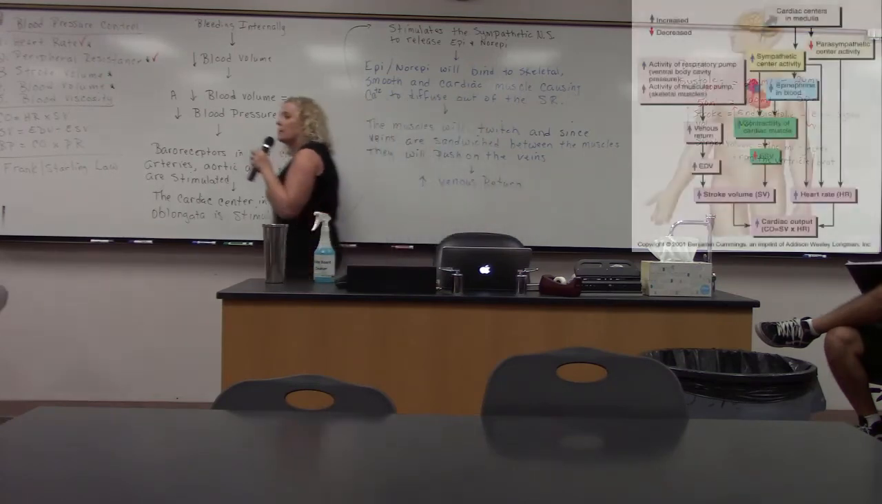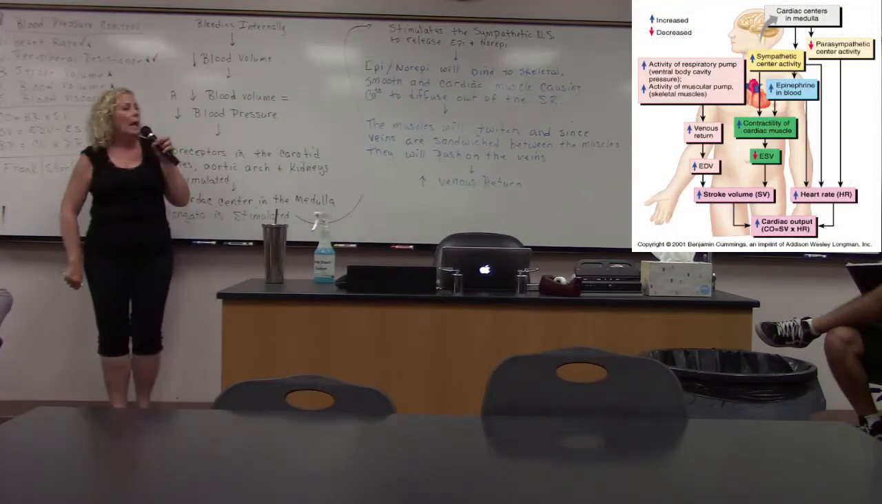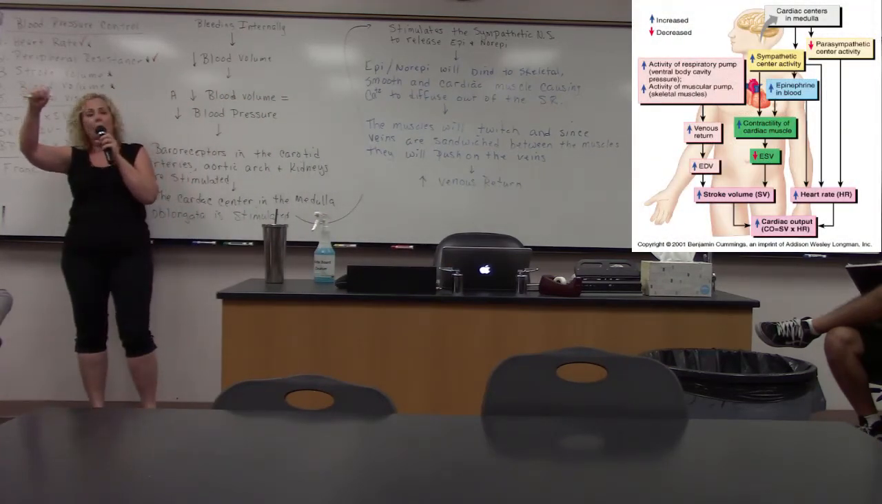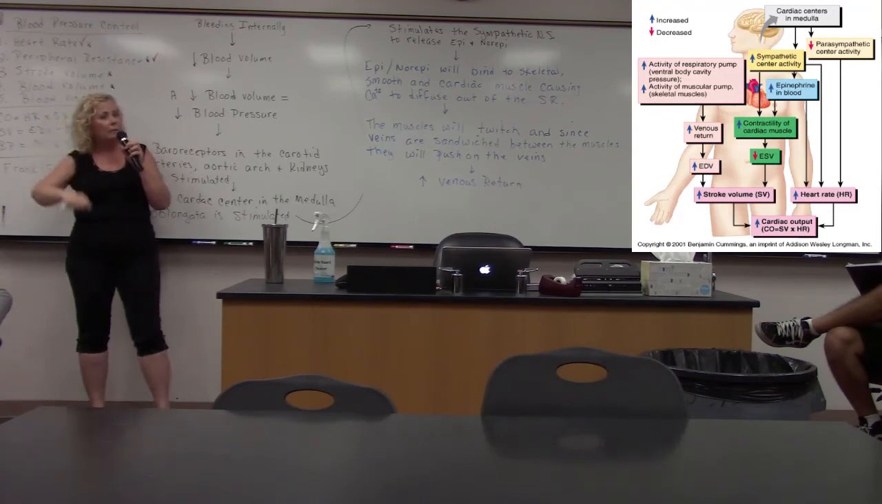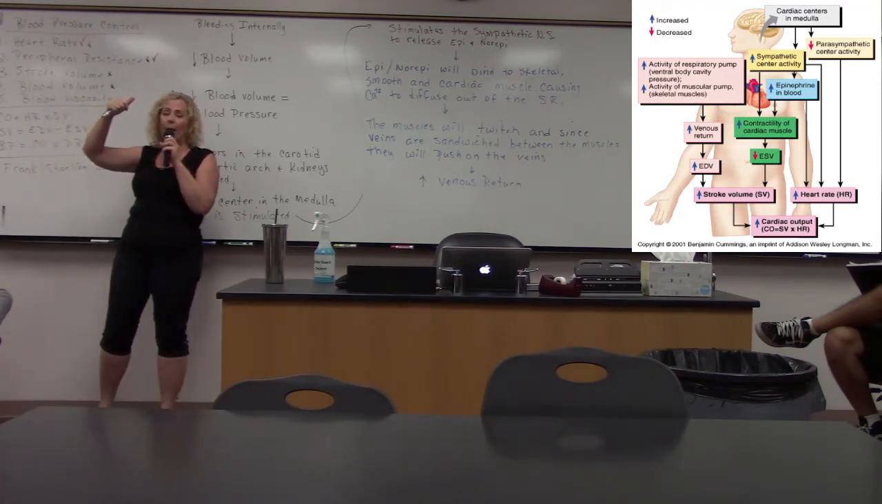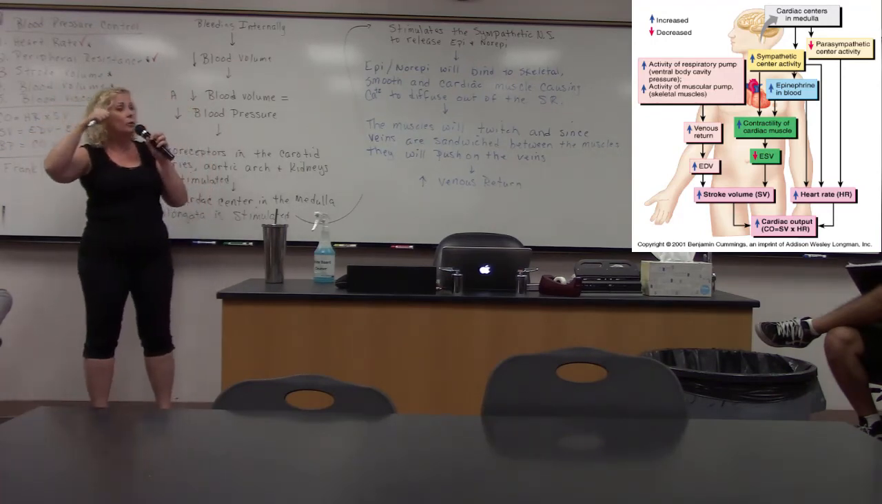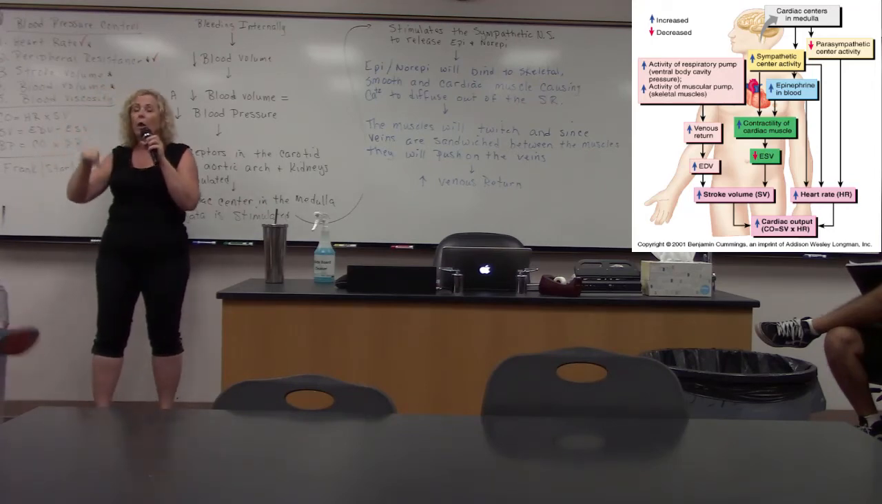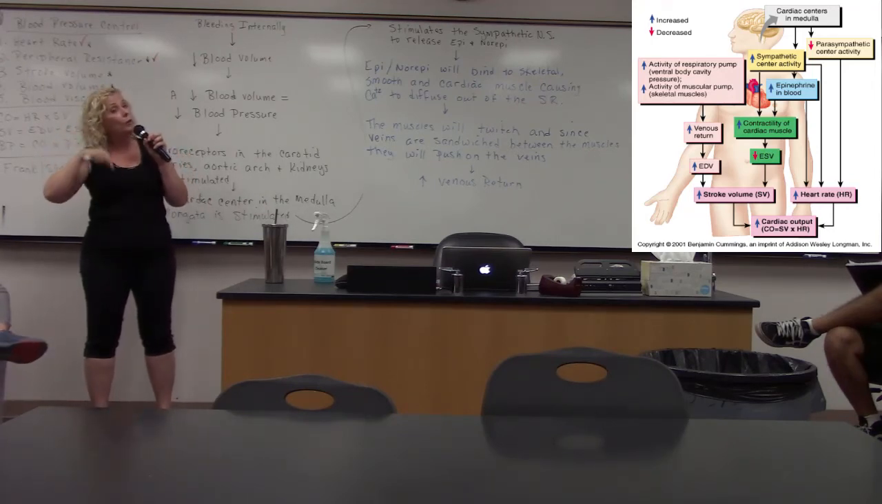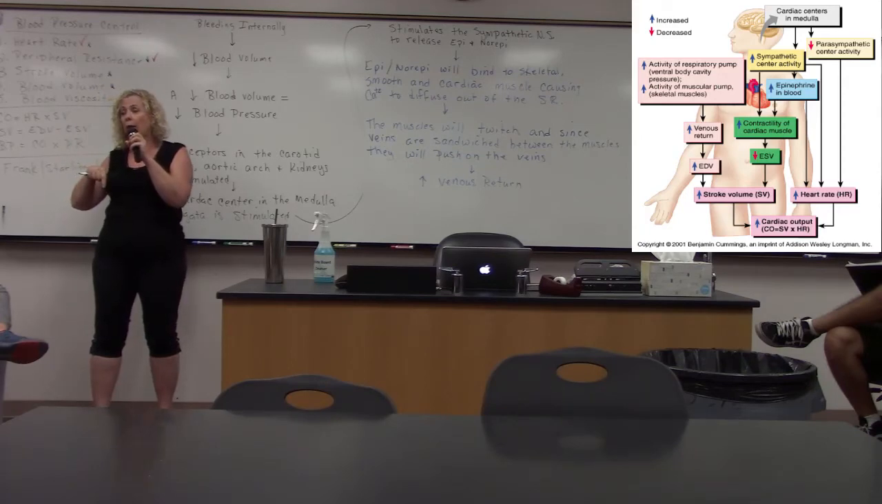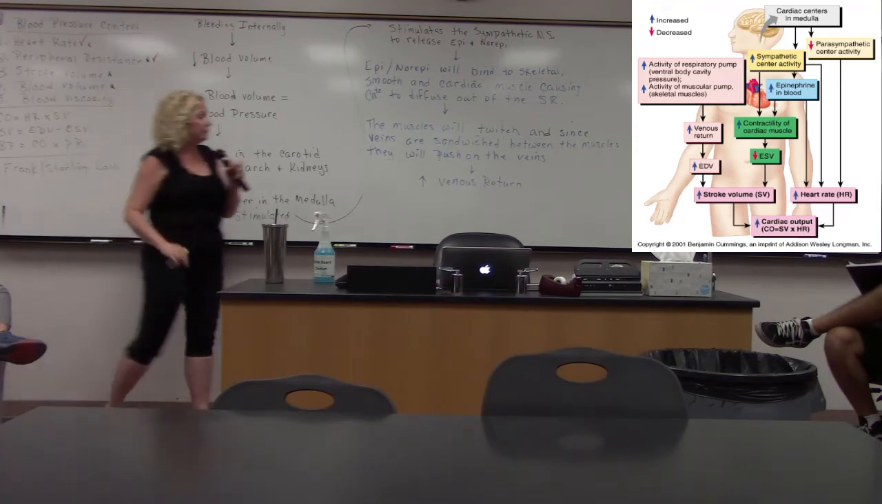Okay, so now the muscles are contracting and they're squeezing on the veins and we're pushing the blood back up to the heart. So we have increased venous return, which means we're going to fill the ventricle with more blood. And another name for that is increasing end diastolic volume.